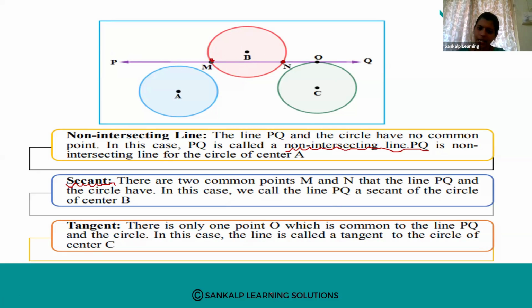Okay. Next, tangent. There is only one point O which is common to the line PQ and the circle. In this case, the line is called a tangent to the circle of center C. Now observe the circle which has center C, and this line PQ touches or intersects at point O here, right? That means at one point only it is intersecting, right? And this line PQ, we call it a tangent to the circle having center C. Okay, so this is a tangent.